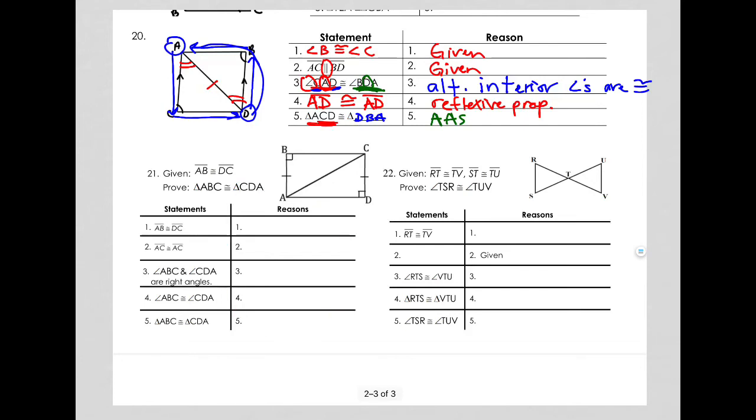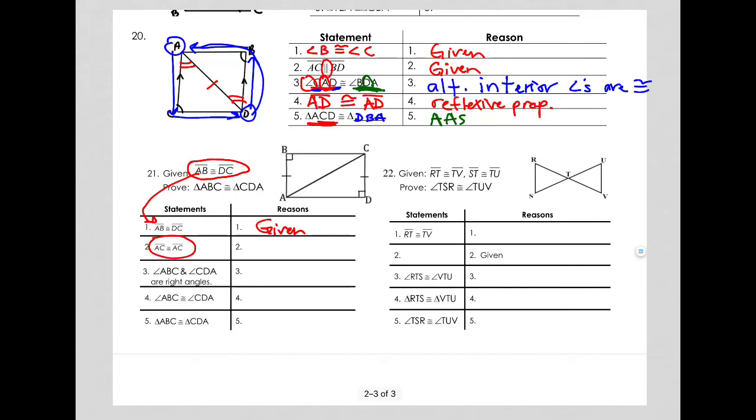So now, number 21, we're basically going to try to complete the entire reason side because all that's blank. So let's first see what we're given. We're given that AB is congruent to DC. They already put that in the table for us, and we know the reason why we can put it there is because it's given. Let's also make sure it's marked. So AB is congruent to DC. That's already marked with 1 tick mark, so we're good on that. We don't need to make any new markings.